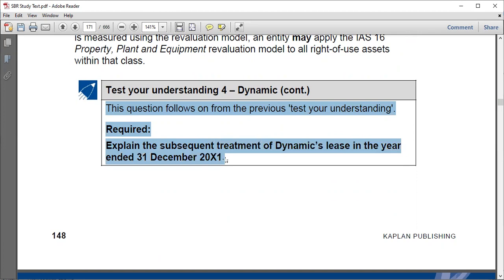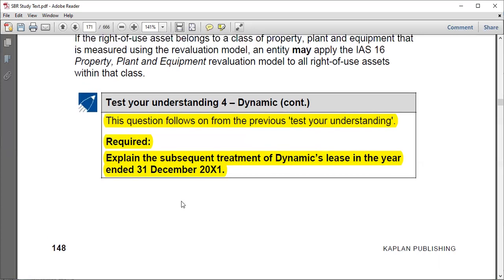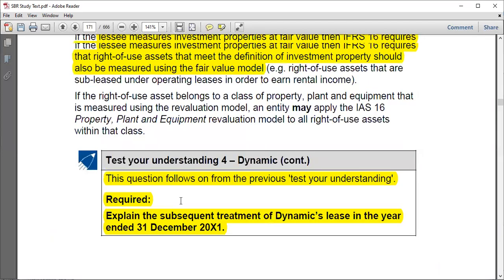Now, if you do remember from yesterday, we were just trying to write down the double entries for the initial recognition, when we are debiting the right of use asset and crediting the lease liability. We did not account for the right of use asset subsequently, and also we did not account for the lease liability subsequently. And that's what we're going to do right now. Actually, I already demonstrated this, but no worries, let's just go through it.